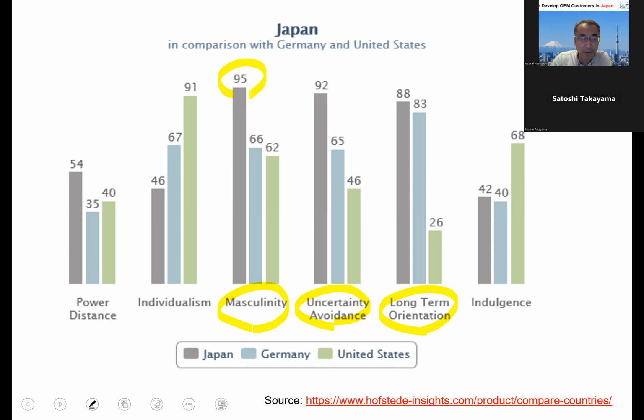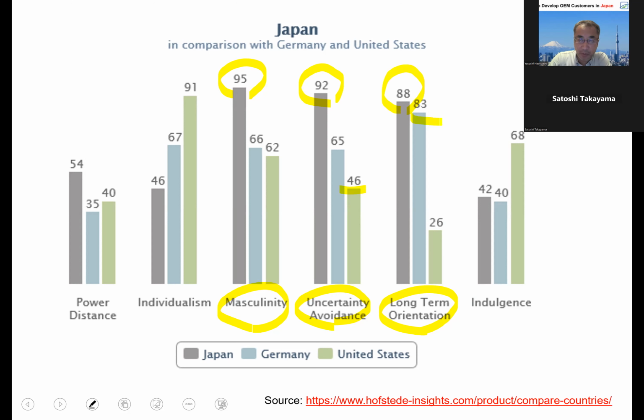And this score is usually very low in Latin America or Latin Europe, where people are feminine and prioritize family life and personal life. And the next one is uncertainty avoidance. So simply, most Japanese people are risk averse. They don't want to take risks. While the US has a low score, it means many Americans don't hesitate to take risks. Germany is in between. And another one is long-term orientation. Germany also has a high score, almost the same as Japan.